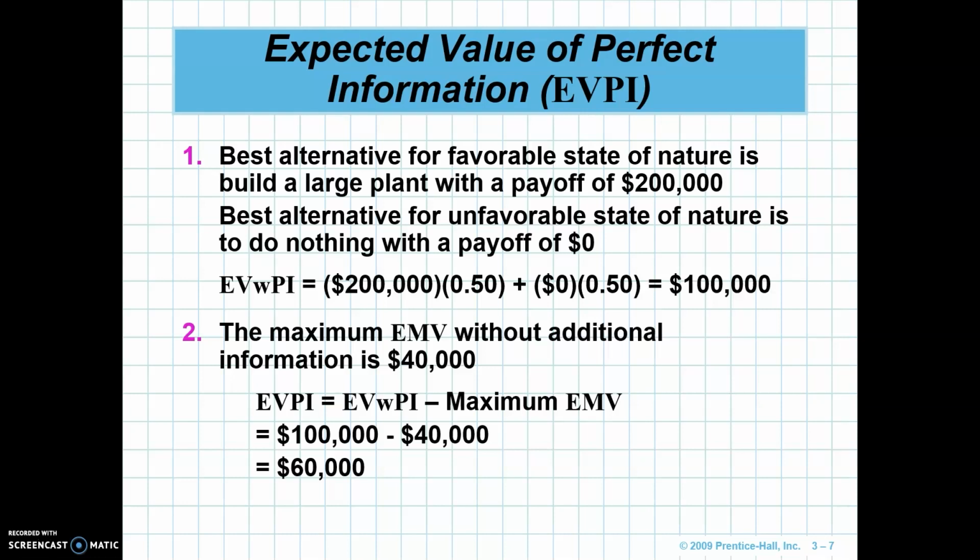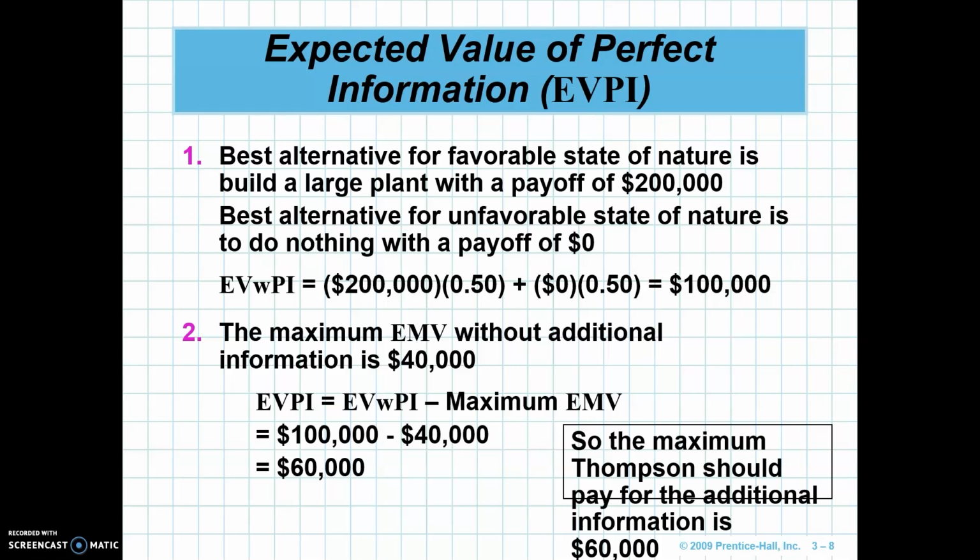So how do we calculate EVWPI? It is 2 lakh into 0.5 plus 0 into 0.5, which is coming out to be 1 lakh. The maximum EMV which we calculated using the formula discussed in the previous slides was 40,000. So therefore EVPI will be 1 lakh minus 40,000, which is 60,000, right? So the EVPI is the expected value of perfect information. That means if there is perfect information about certain things, we can have a value of $60,000 in our case.